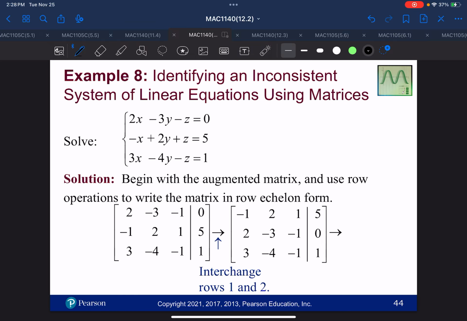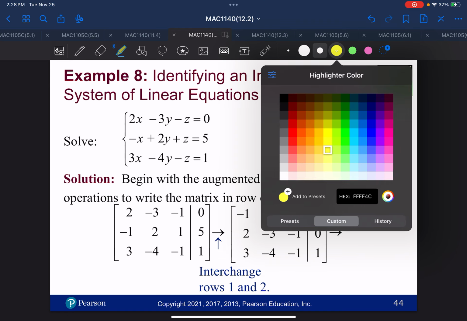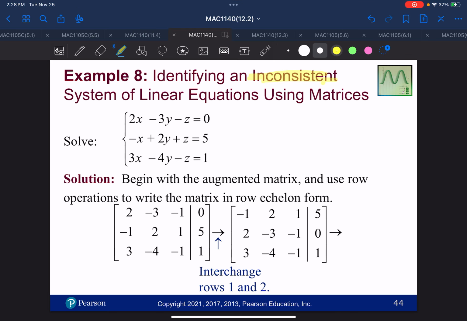Okay, so now we're going to do another example and see how we can tell whether a matrix or system is inconsistent, meaning it has no solution. So I have the augmented matrix here from the system above, and we're going to work on getting this in row echelon form, or you could use your calculator.